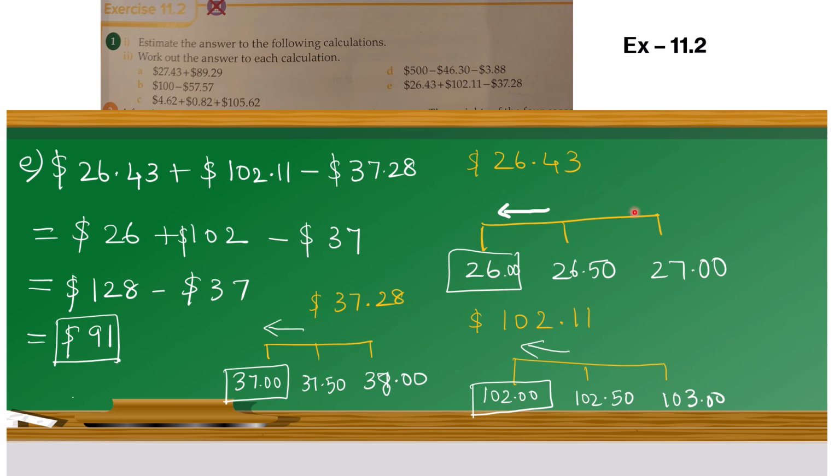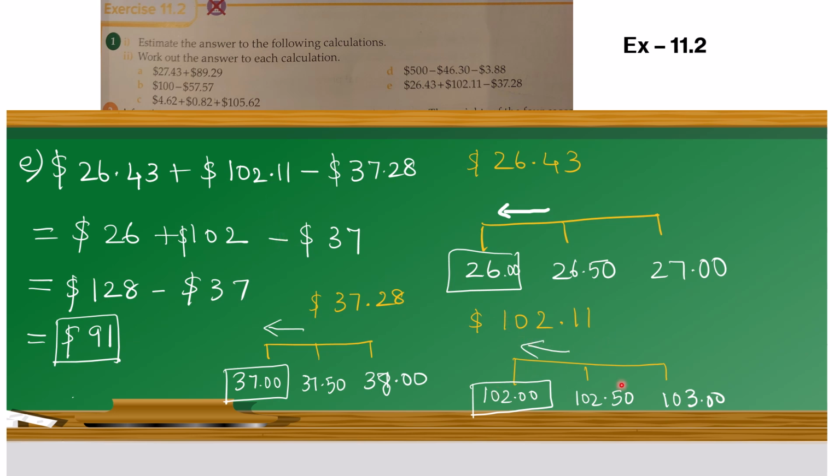$26.43. Here we are using the number line. 26.00, 26.50, 27.00. Why did I write it like that? Because we have two decimal places, so on the number line also I am using two decimal places. Okay, so what is our middle number? That is 26.50. This 26.43 is below 26.50, so our rounded number is 26. Okay, so $26.